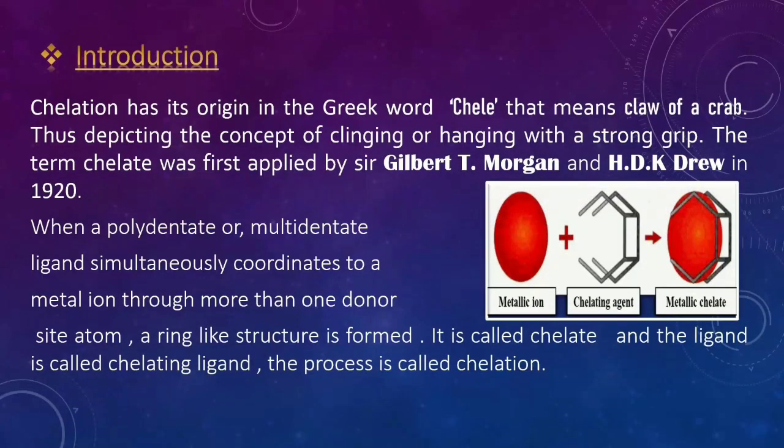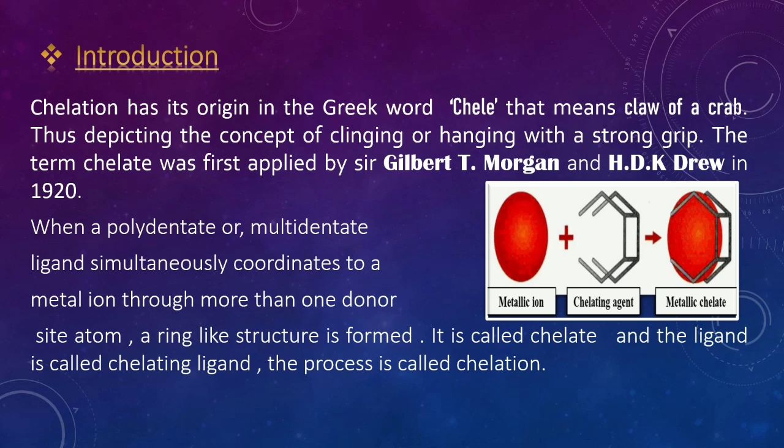The term chelate was first introduced by Sir Gilbert T. Morgan and H. J. K. Drew in 1920. Chelation has its origin in the Greek word chele, which means claw of a crab. The crab captures food with the help of its claw. In a similar way, the ligand captures the metal ion with the help of donor atoms. Thus, it explains the concept of clinging or hanging with a strong grip.